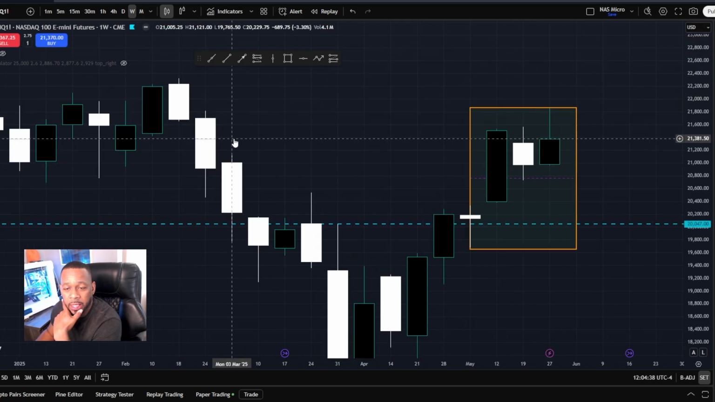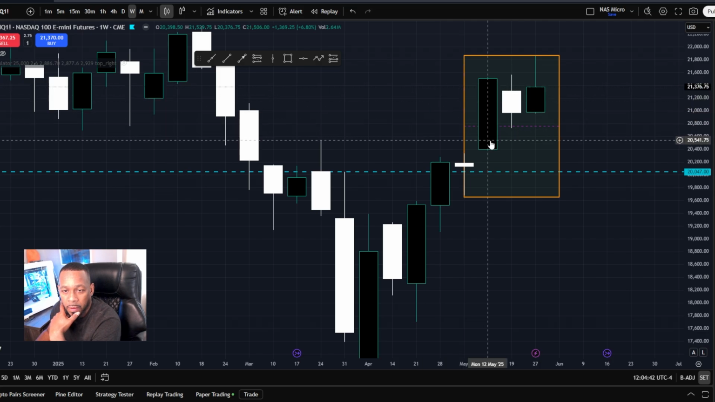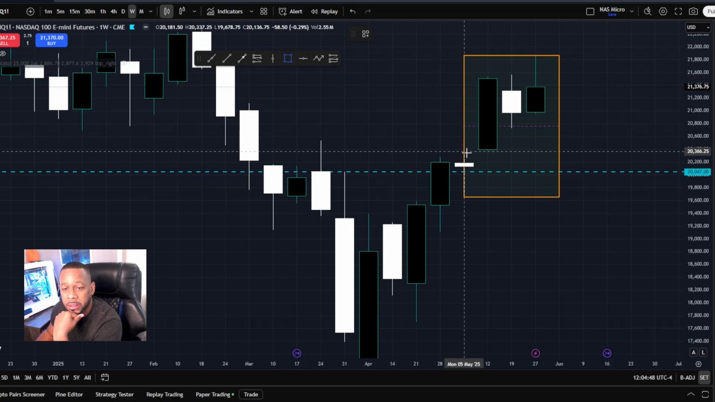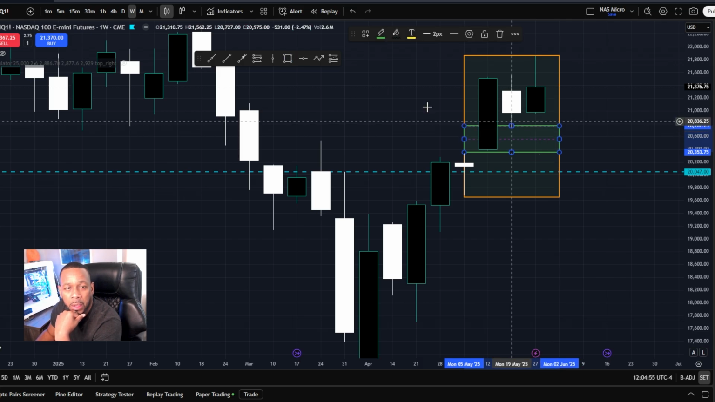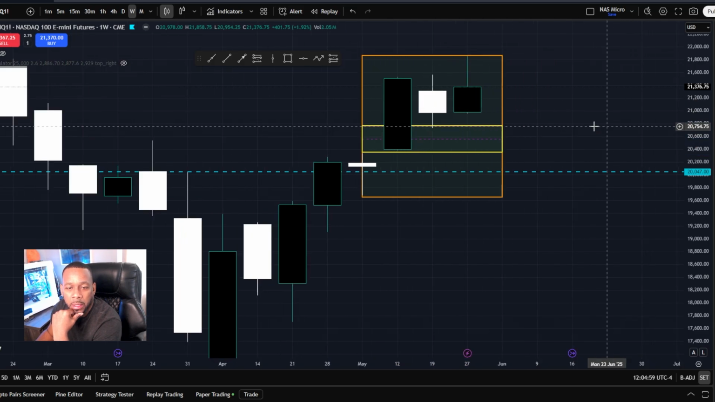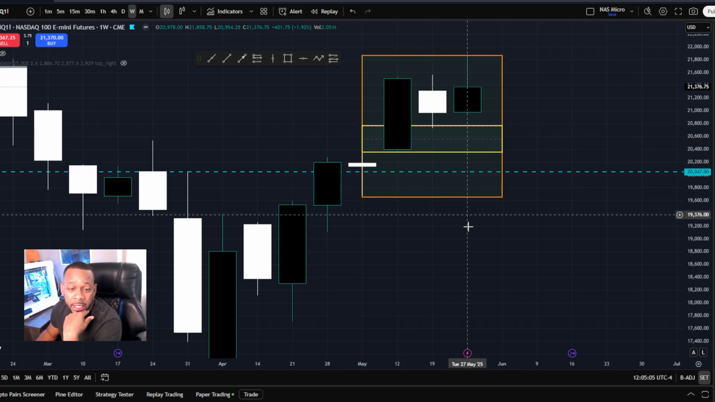Let's look at the weekly. So even with the weekly, what we have here, we're looking at this nice imbalance where price could potentially come back to, which is right below that 50% mark. This is why I say definitely price is not done.